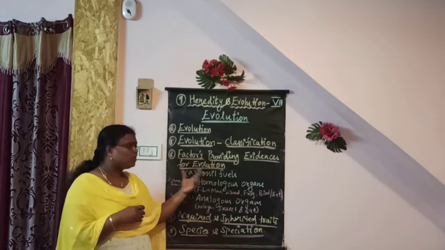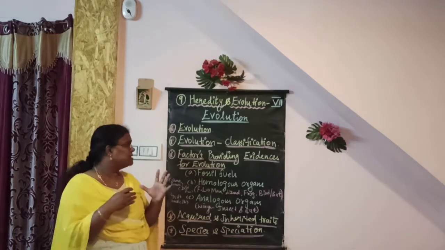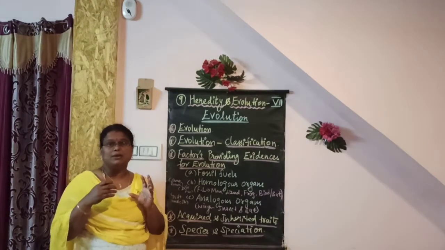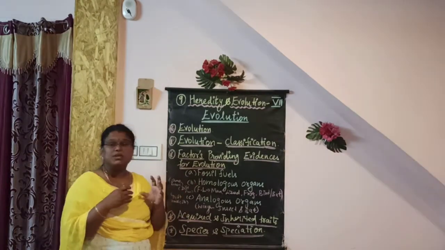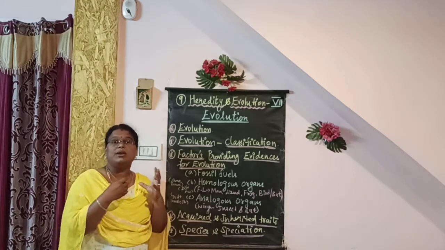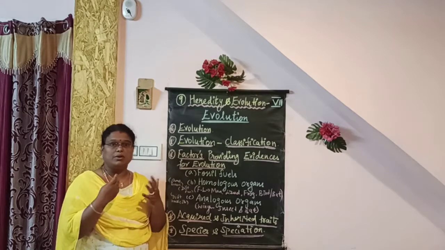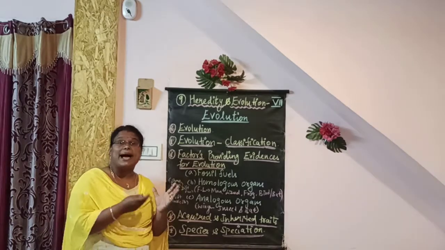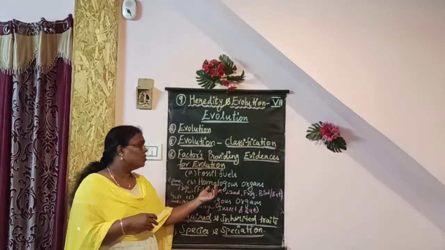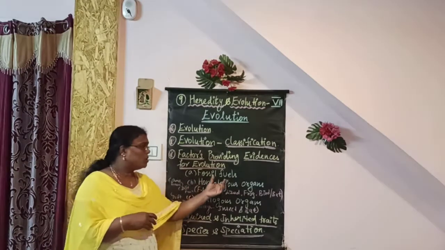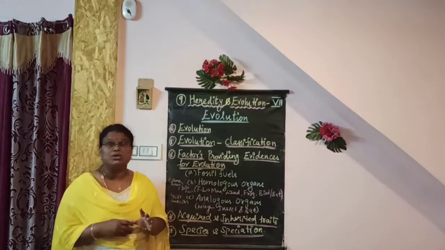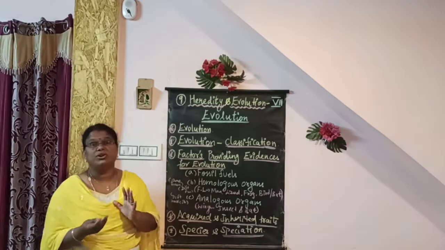These fossil fuels play an important role in providing evidences for evolution, and by studying the fossil fuels we can know from where it originated, and we can come to know about the ancestors of the organisms. And next one is homologous organs. Homologous organs are the organs which have the same basic structure but perform different functions.